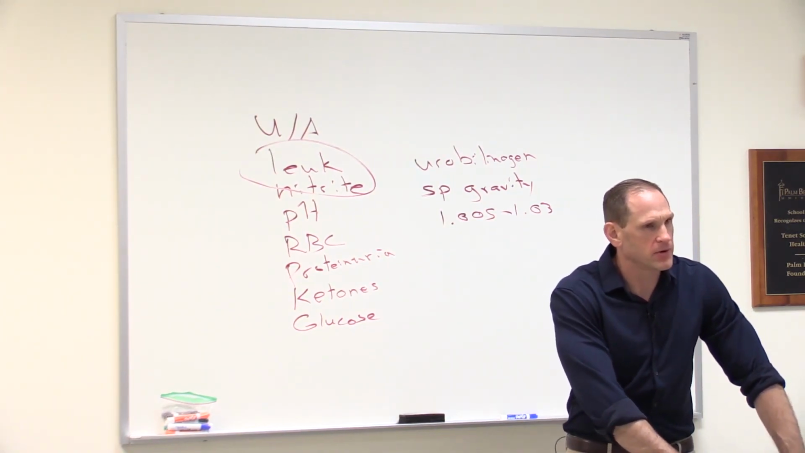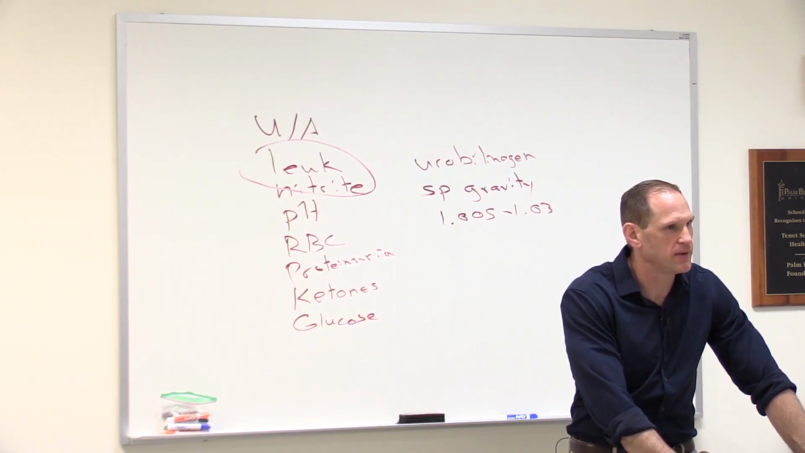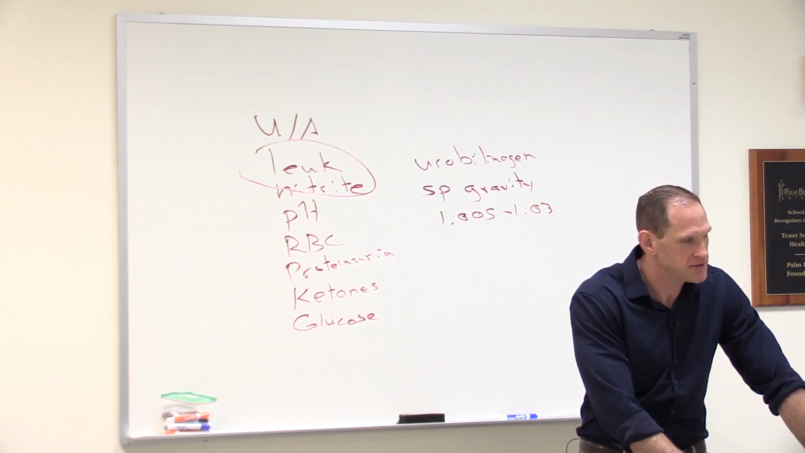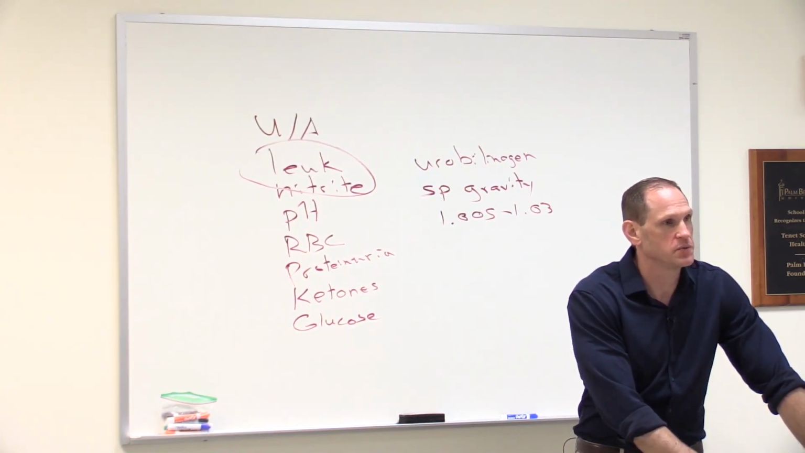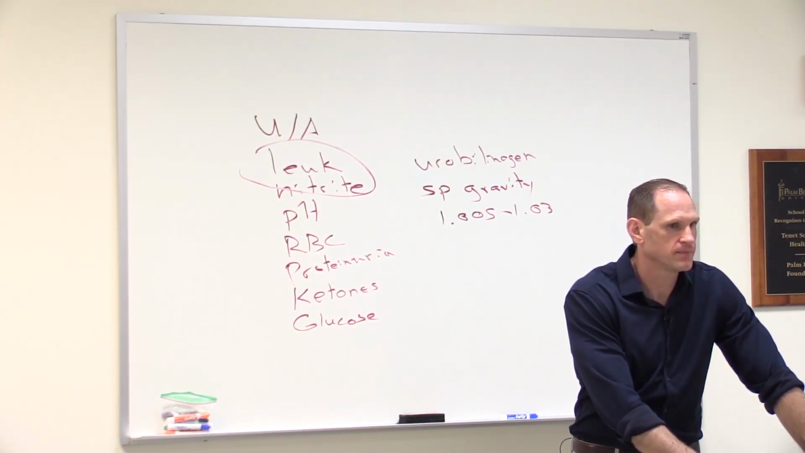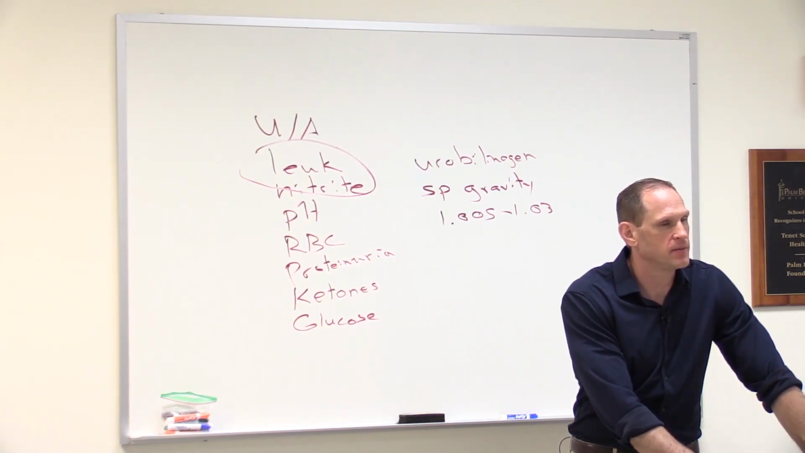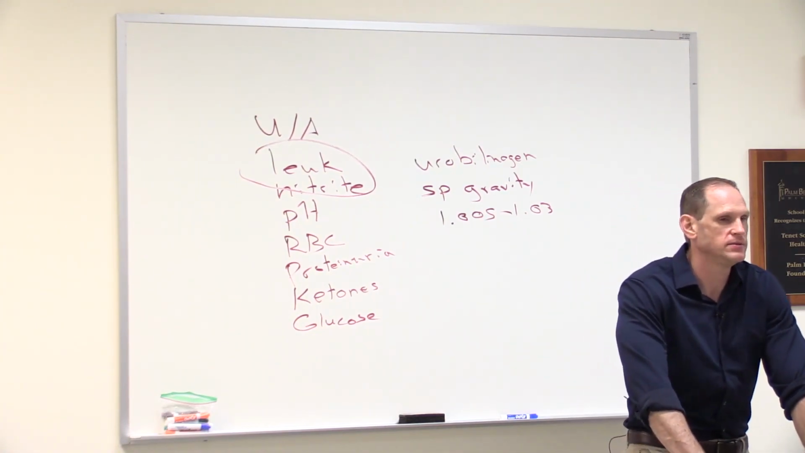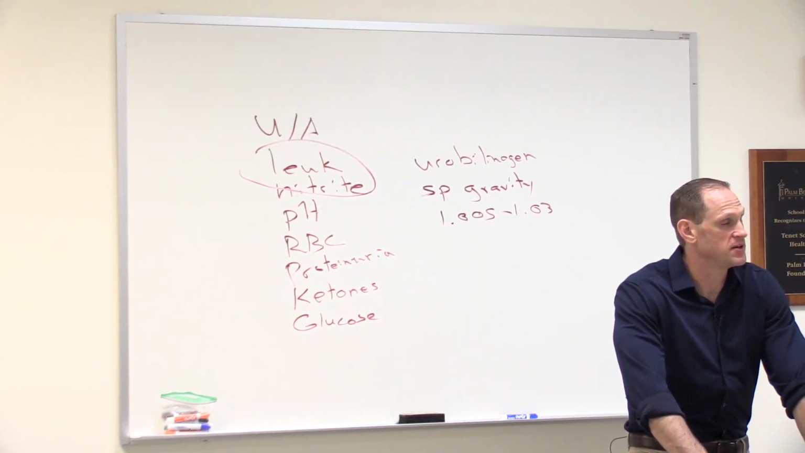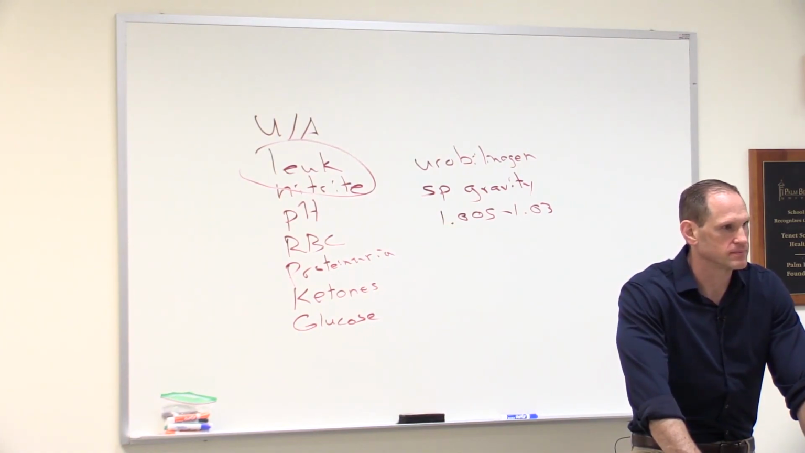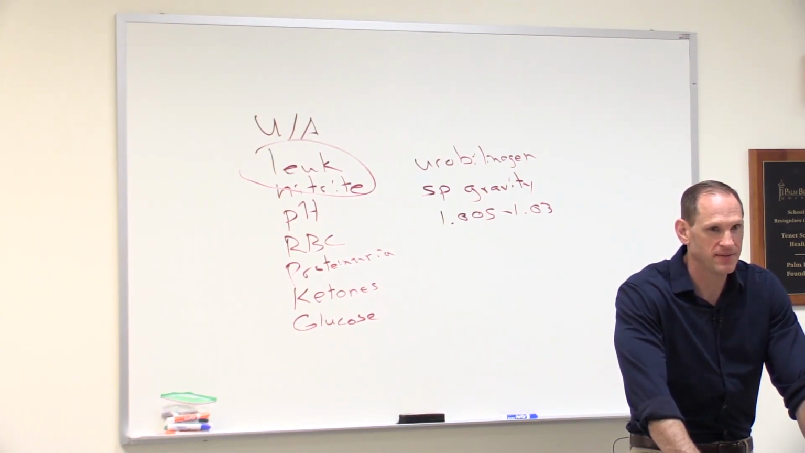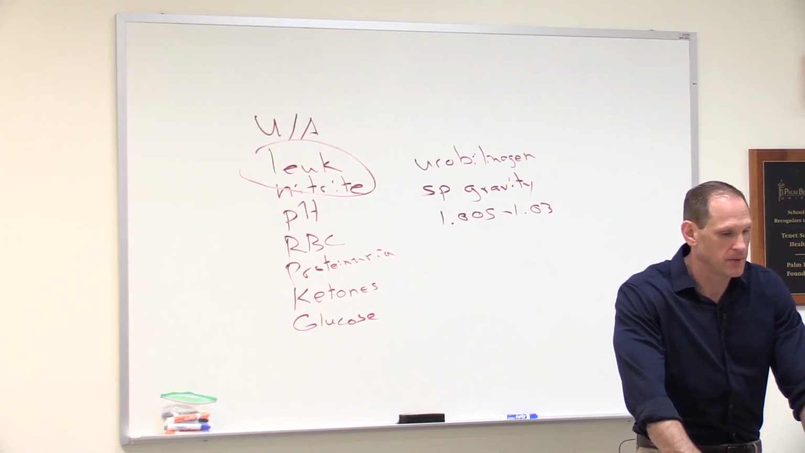Now, urinary tract infections can be anywhere from the urethra, which we would call urethritis, up through the bladder, which would be called cystitis. In men, the number one cause of urethritis would be sexually transmitted infections. Urethra: U-R-E-T-H-R-A.